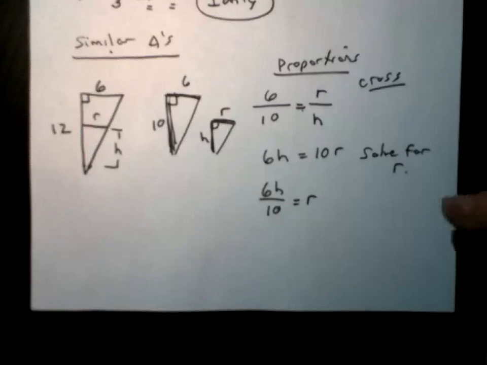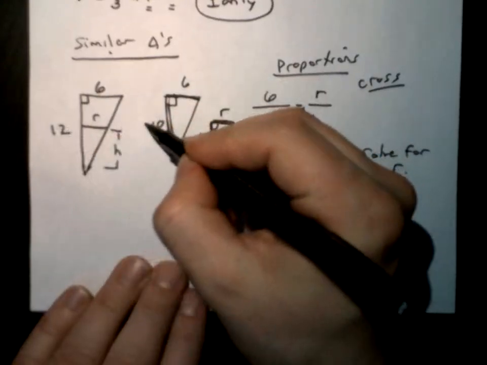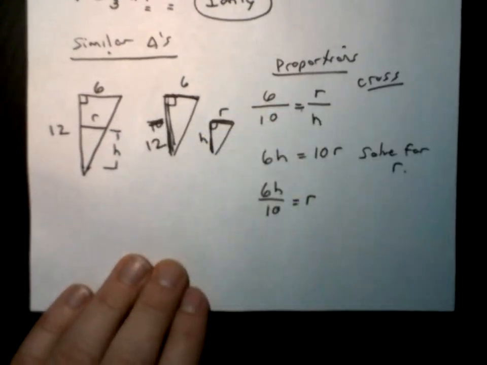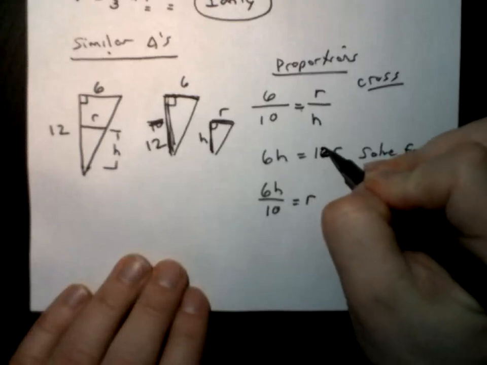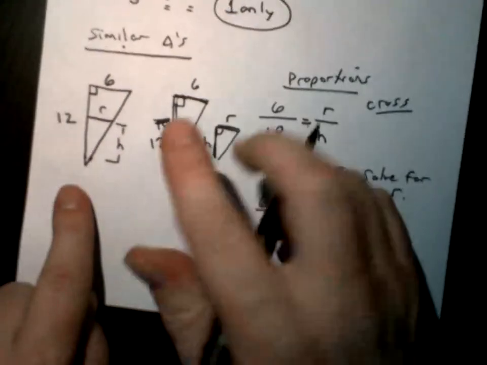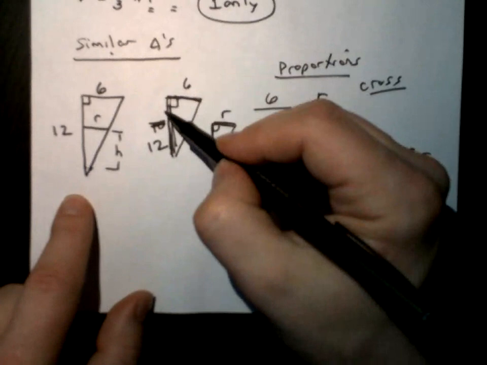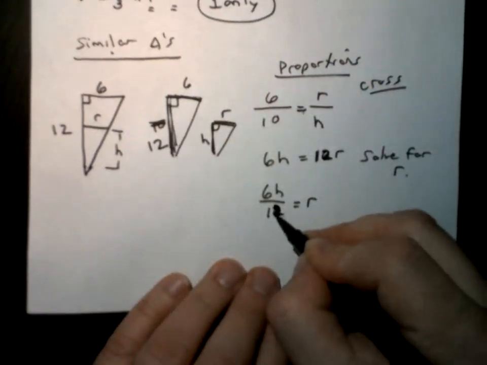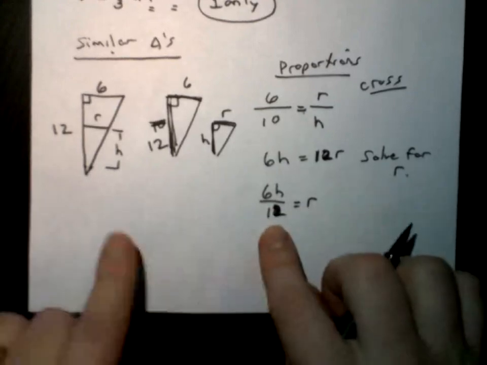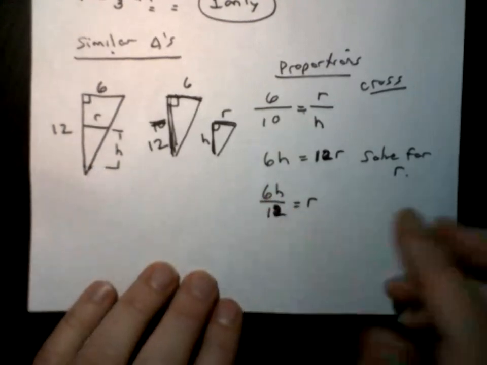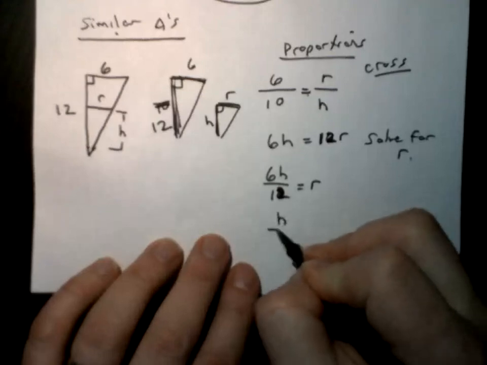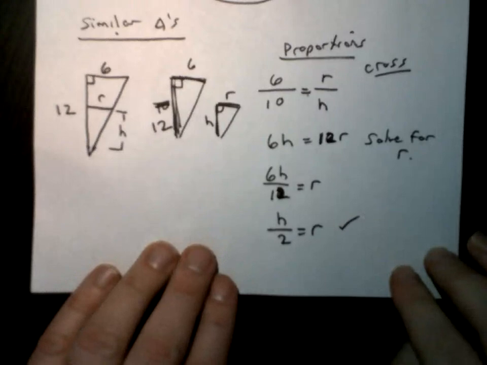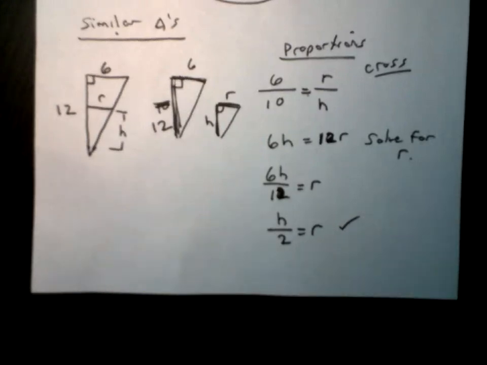And you know what? I think I messed up. Sorry. This is supposed to be 12. Let's make that correction. I misspoke. This is supposed to be 12. So let's make that correction. So this is going to be 12 in R. Okay, just make sure that's correct. Well, let's reduce this. If you reduce this, don't you get H over 2 equals R? Is that true?